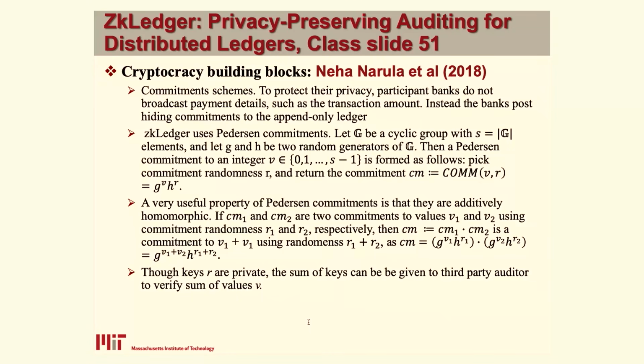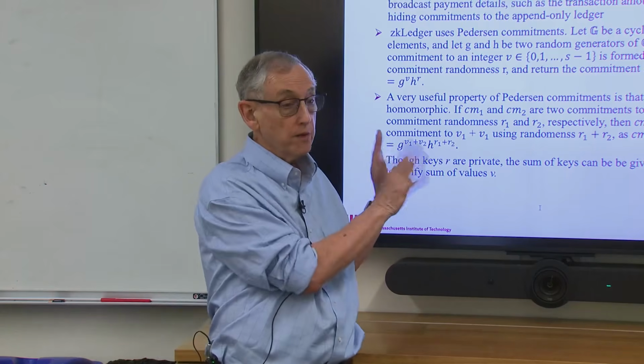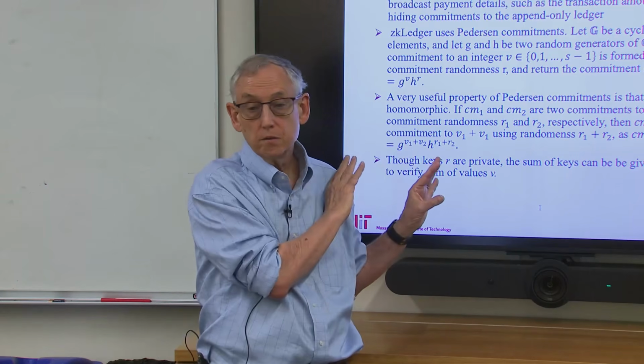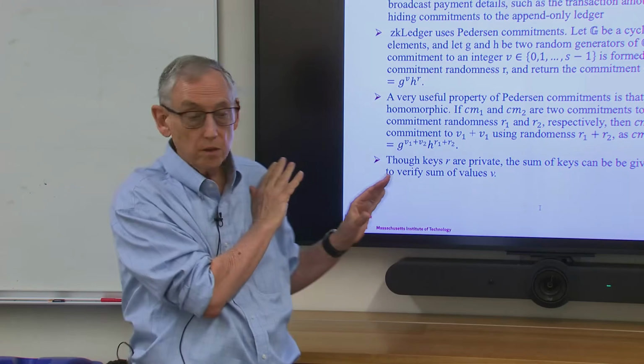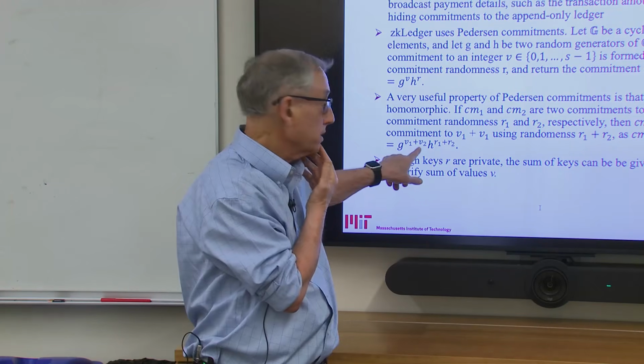Basically, commitment 1 is g to the v1 h to the r1. Commitment 2 is g to the v2 h to the r2. You multiply those commitments together, which is equivalent to adding the powers. So you get the sum of the v's and the sum of the r's. Now you could reveal the sum of the r's to the regulator, who would then be able to back out the sum of the values.